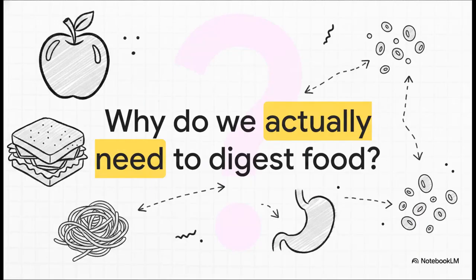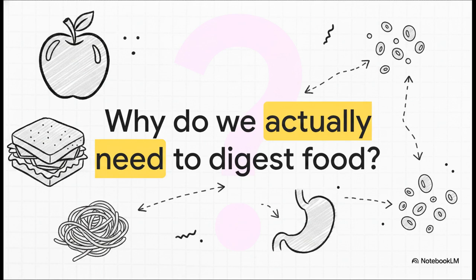So let's start with what sounds like an incredibly simple question, right? Why do we actually need to digest our food? It seems obvious, but framing it exactly this way is the absolute key to understanding the entire topic. You see, digestion is just an incredibly elegant evolutionary solution to a major biological problem. We eat huge things, apples, bowls of pasta, whatever, but the fundamental unit of our body is the microscopic cell.